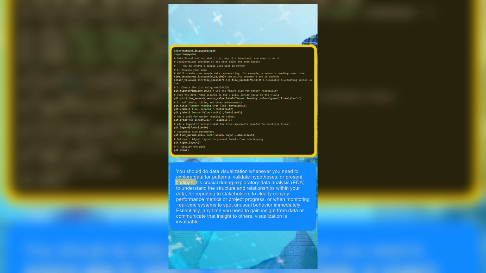You should do data visualization whenever you need to explore data for patterns, validate hypotheses, or present findings. It's crucial during exploratory data analysis, either to understand the structure and relationships within your data, for reporting to stakeholders to clearly convey performance metrics or project progress, or when monitoring real-time systems to spot unusual behavior immediately. Essentially, any time you need to gain insight from data or communicate that insight to others, visualization is invaluable.